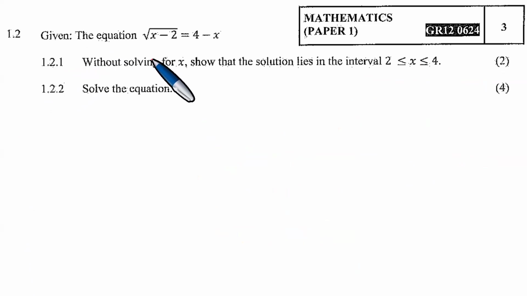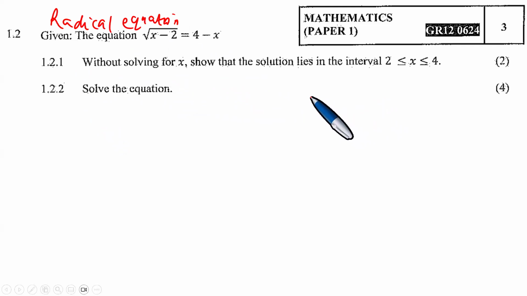Right, given the equation. Now, this one is called a radical equation. Now, this radical equation is an equation that's exciting, but most importantly, an equation that can be solved. First, without solving for x, show that the solution lies in the interval x lies between 2 and 4.